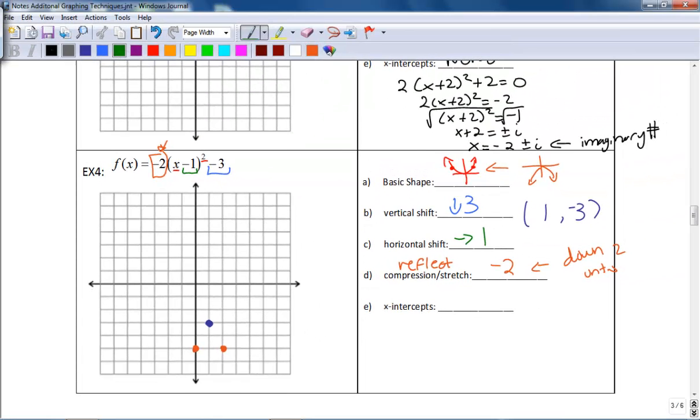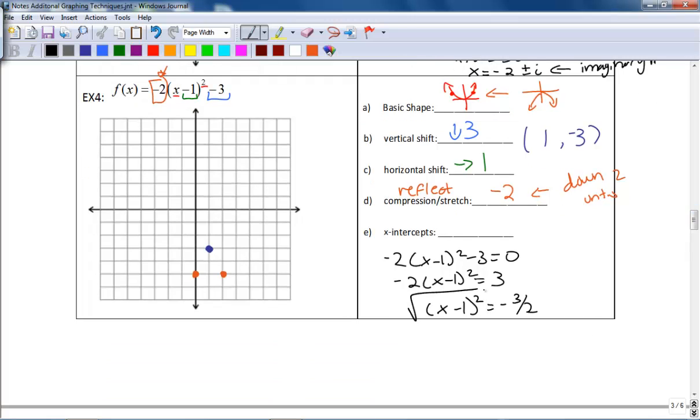Then, x-intercepts, set the function negative 2 times x minus 1 squared minus 3 equal to 0. Solve it for x. Negative 2 times x minus 1 squared is equal to 3. Divide both sides by negative 2, and x minus 1 squared is equal to negative 3 halves. Take the square root of both sides to solve, and x minus 1 is equal to plus or minus i square root of 3 halves. Solving, x is equal to 1 plus or minus i square root of 3 halves. Now, can I graph an imaginary number? No, so I don't have x-intercepts.